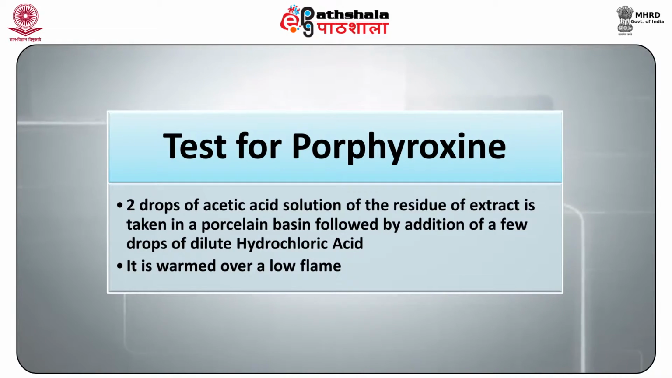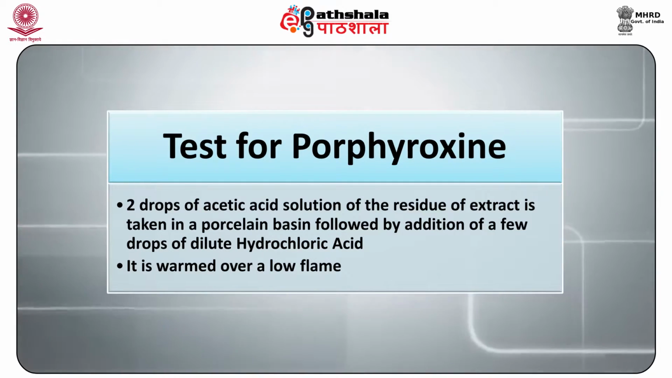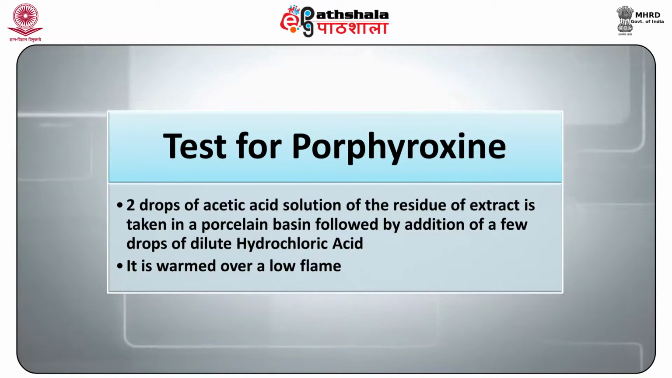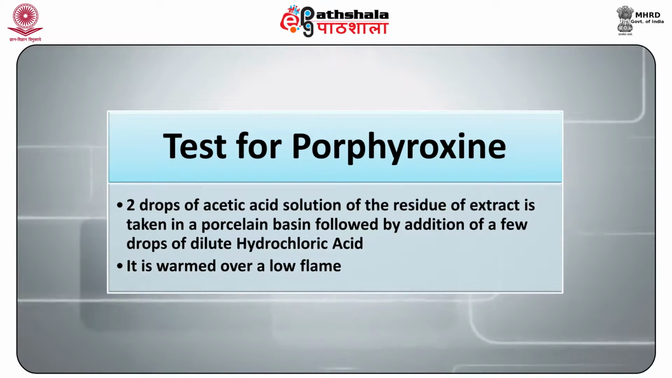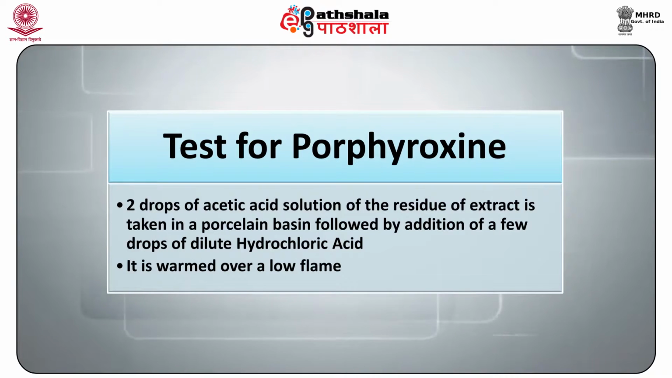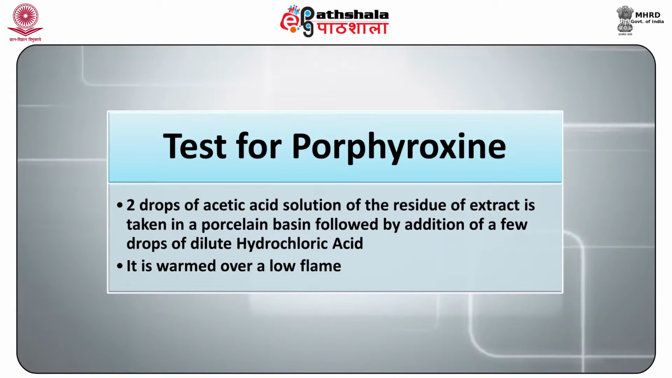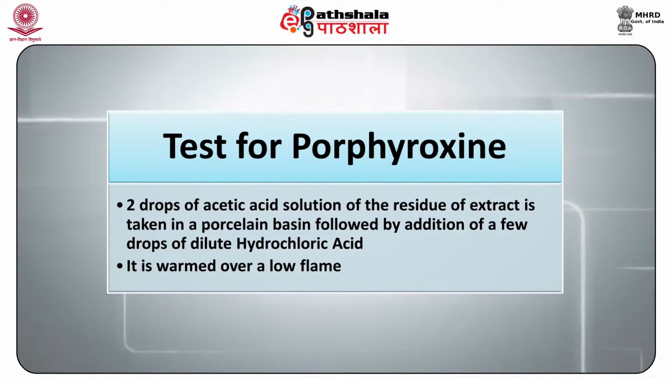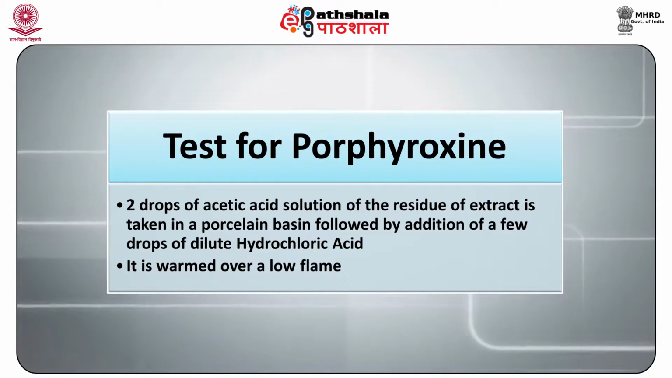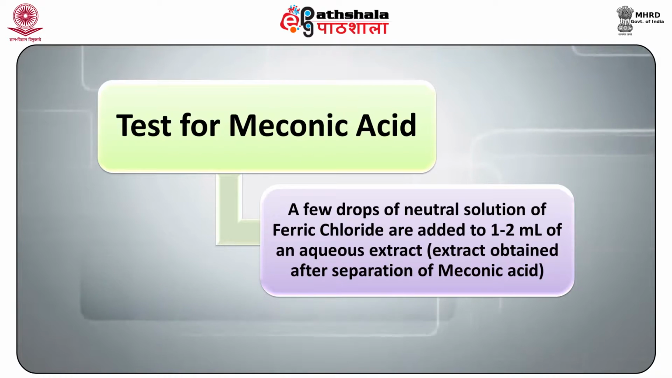Next is the test for porphyroxine. 2 drops of acetic acid solution of the residue of extract are taken in a porcelain basin, followed by the addition of a few drops of dilute hydrochloric acid. It is warmed over a low flame and a pink or rose red color is produced. Next comes the test for meconic acid.